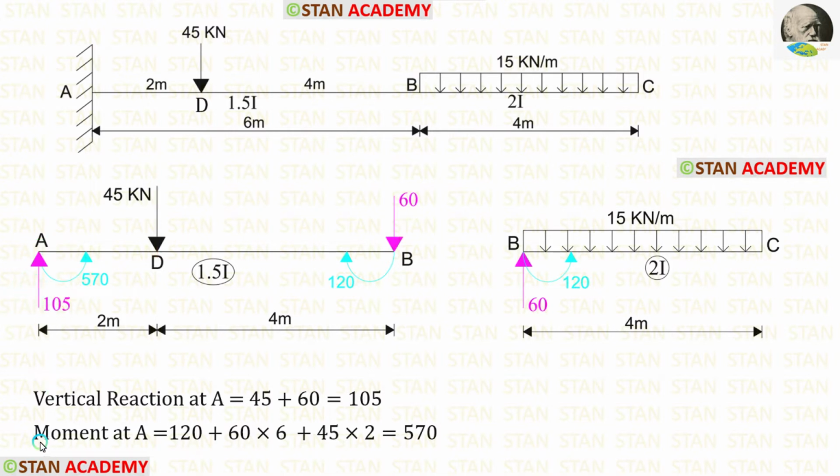Now let us find the moment in the point A. In the point B, we have a clockwise moment 120. This point load is acting in the clockwise direction and the distance is 6. This point load is also acting in the clockwise direction and the distance is 2. So 45 into 2. When we add all of them, we will get 570. Since the moment and the loads are acting in the clockwise direction, this moment should be acting in the anti-clockwise direction.